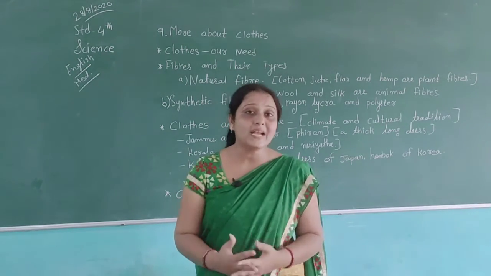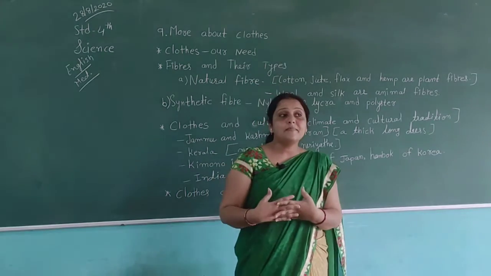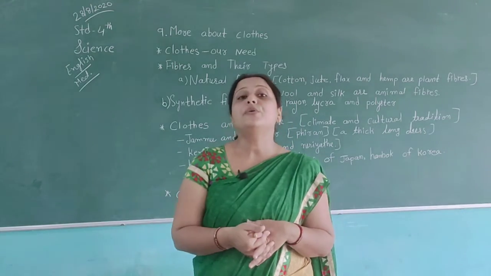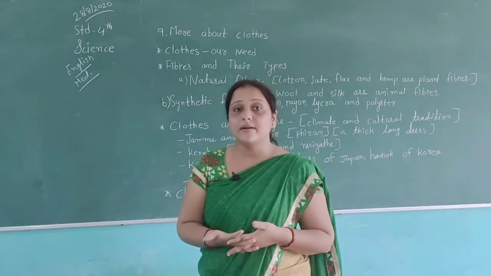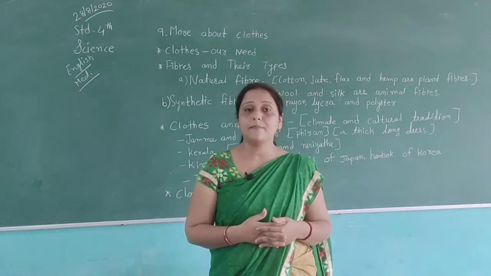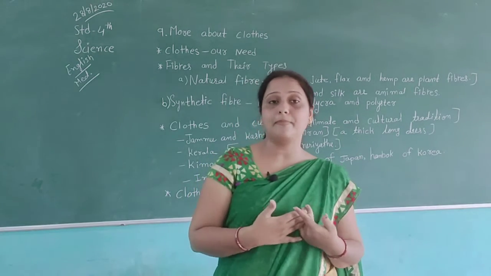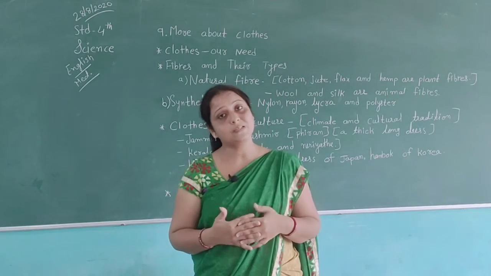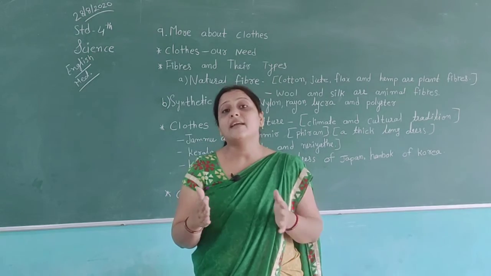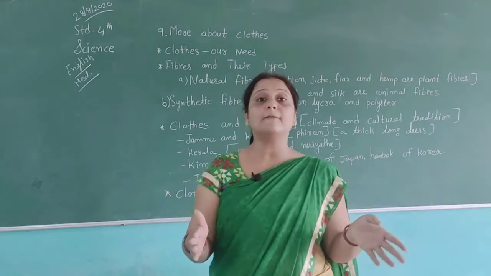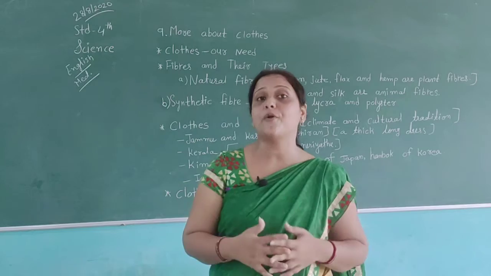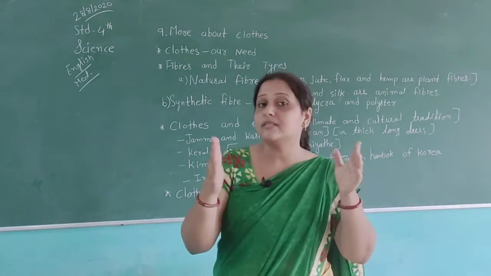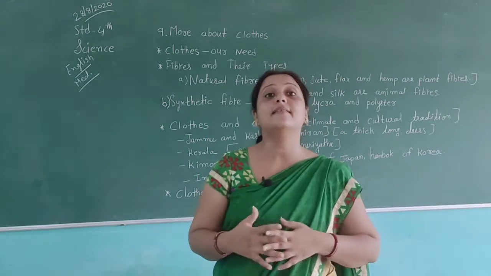Then we have two types of fibers available. Fiber means the clothes are made using different types of fibers, and we have two types: natural fibers and synthetic fibers. Natural fibers means we can obtain them from animals and plants. These types of fibers are called natural fibers, which are very useful to us. For example, cotton and jute are examples of plant fibers. Then wool and silk, which are obtained from animals, are called natural fibers, because natural fiber means we can get it naturally.